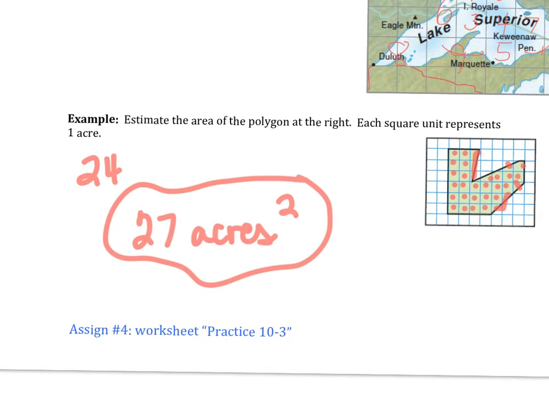Assignment is listed right here down below. Assignment number 4, practice 10.3. You'll find that on the next page of your packet.